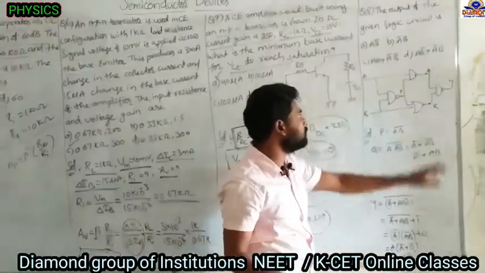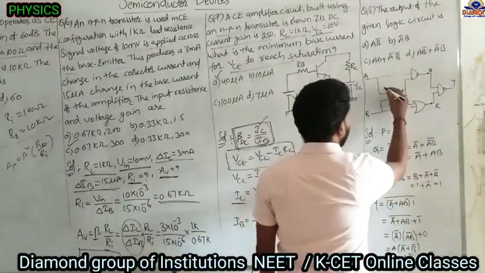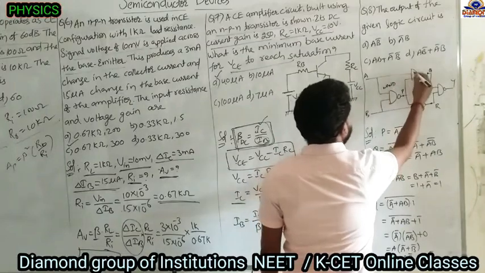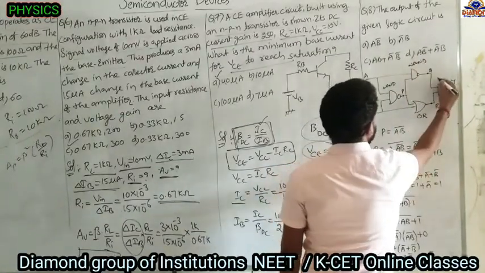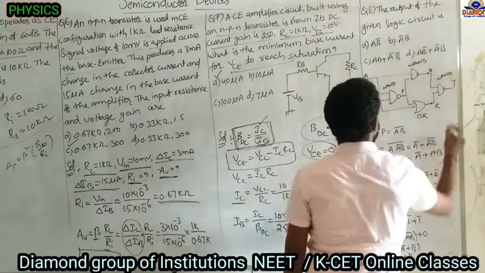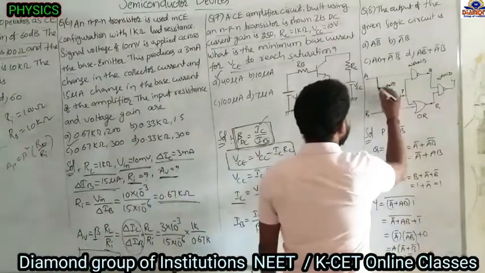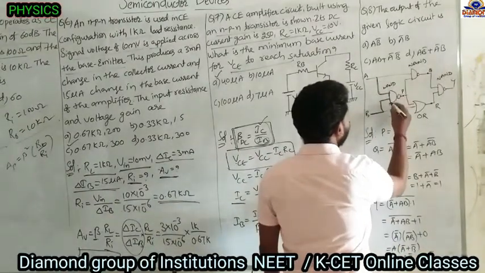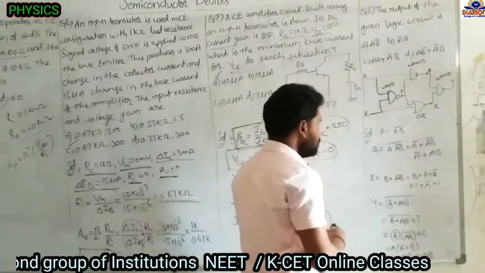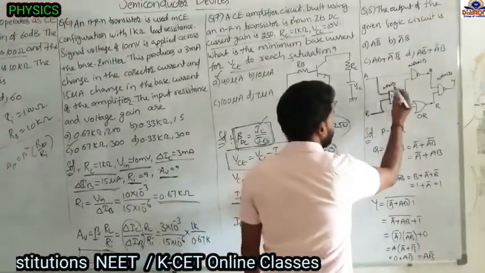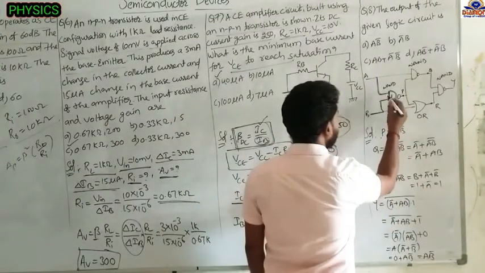And the next question: the output of the given logic circuit is, options are given. This is the logic circuit they gave, and they are asking for the output. This is a NAND gate, this is also a NAND gate, this is an OR gate, and this is a NAND gate. Here 3 NAND gates and 1 OR gate are there. First see, A and B are inputs to this NAND gate and we get the output as P. I am going to find the output of the first NAND gate: P, with A and B as the inputs.